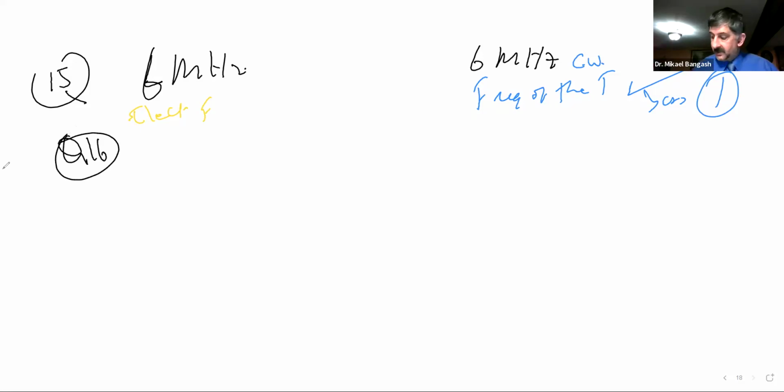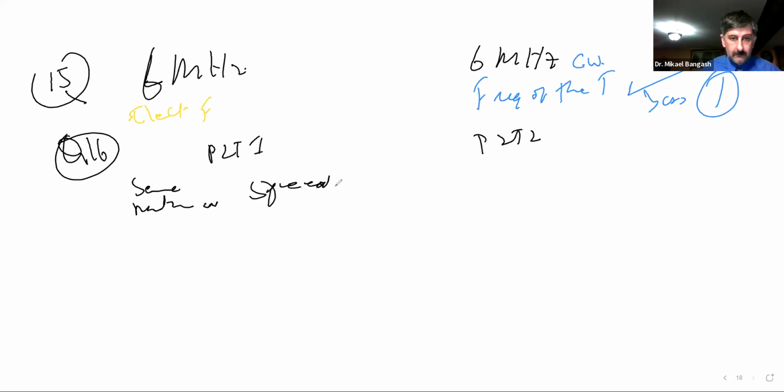Question 16. Now, two piezoelectric materials or crystals are made of the same material. So we can say it's okay. PZT1, PZT2. I mentioned this earlier: same material. And one of the factors that we get from the same material is that the speeds in both of these materials are going to be the same. Did that make sense?